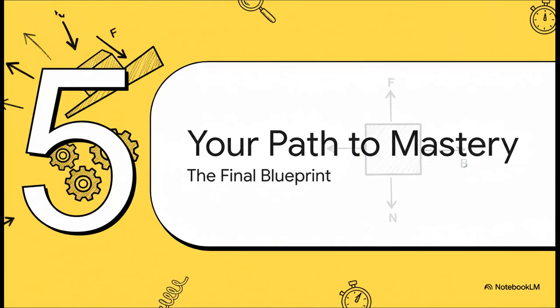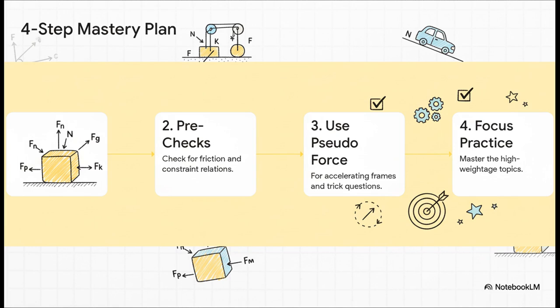Phew, we have covered a lot of ground, right? From the most basic rule to advanced tricks and even exam strategy. So let's boil all of this down into one final actionable plan. This is it. This is your 4-step blueprint for success. Number 1, always, and I mean always, start with a clean free body diagram. Number 2, do your pre-calculation checks for friction and constraints. Don't skip it. 3, use that pseudo-force trick for any of those non-inertial frame questions. And 4, use that treasure map we talked about to focus your practice on the topics that give you the biggest bang for your buck.